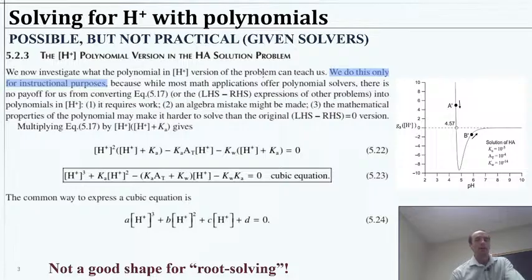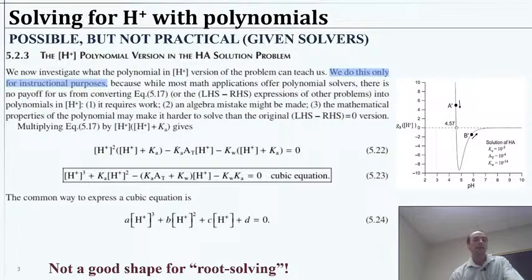And as this book, which is not our primary book, a different book was saying, we do this only for instruction because, while it's possible, there's really no payoff, and there's a few problems. It requires a lot more work. We could make some algebra mistakes, and it's just harder to solve. So we're not really going to do this, but you can see how we could, or how the math makes sense, right? So that's all I wanted to show.